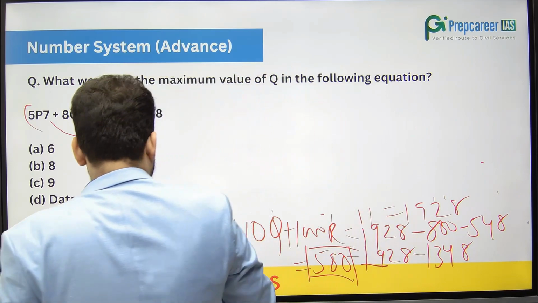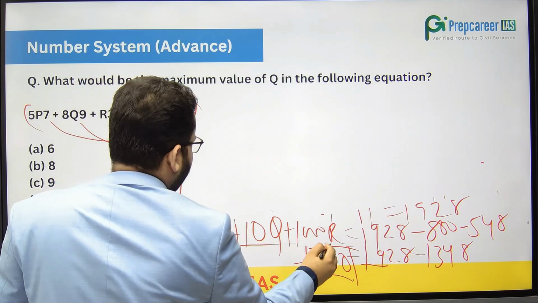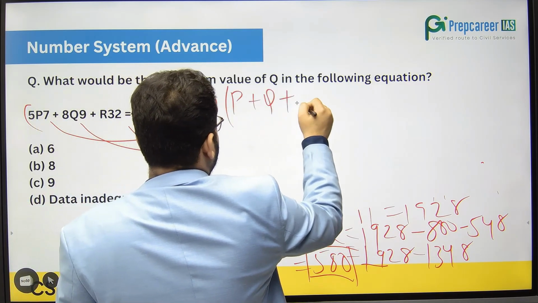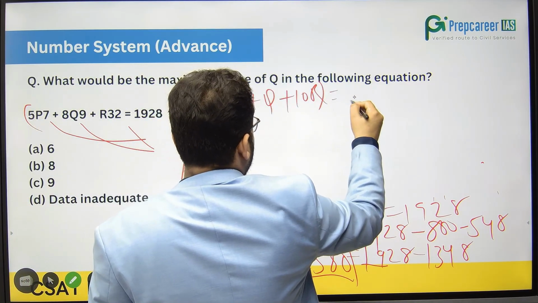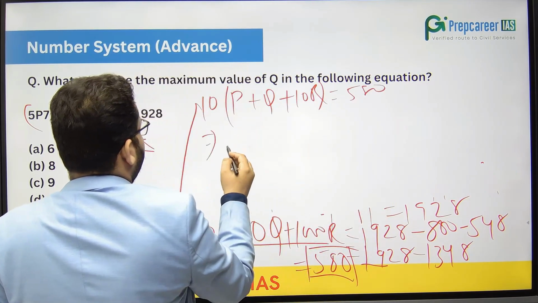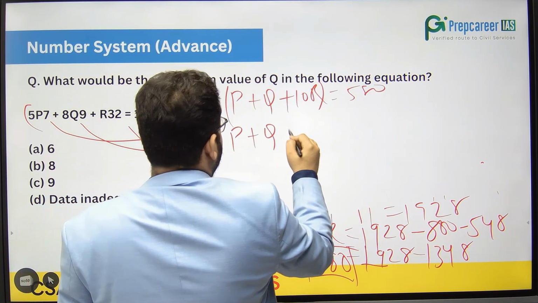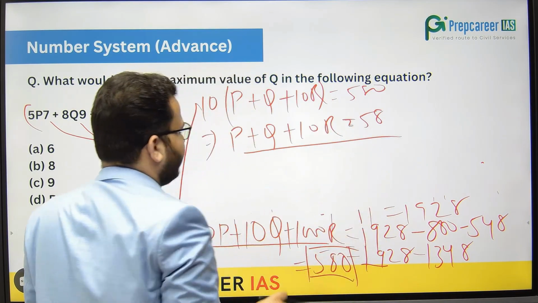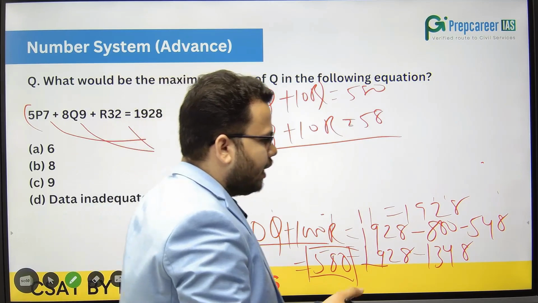So we can write this as, in common in the LHS side, P plus Q plus NR equal to 580. So we can write this as P plus Q plus NR equal to 58. Okay, this much we can do. Now we have to find out the possibility.